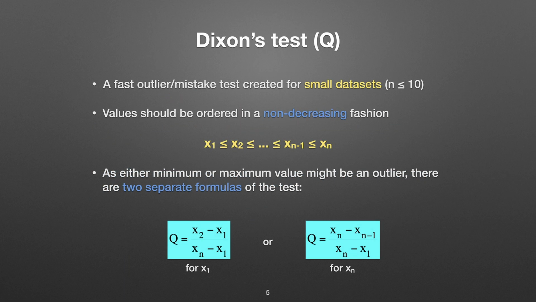For small datasets, there is a quick outlier test called Dixon's test, usually denoted by Q. It is designed for datasets with n less than or equal to 10. Before using it, the values must be ordered in non-decreasing fashion, from the smallest to the largest. And because either the minimum or the maximum may be suspicious, the test has two separate formulas. So Dixon's test is basically a small dataset specialist. Fast, handy, and a little picky about order, which, to be fair, is a very statistical personality trait.